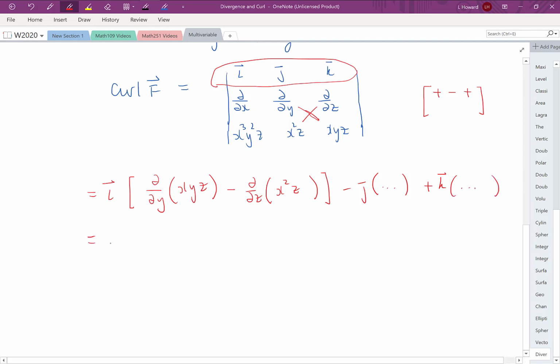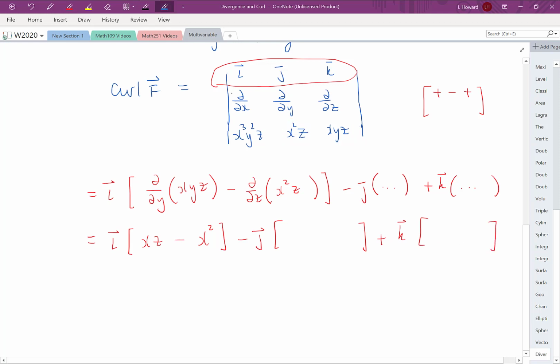So I write out this first step just so that we understand the meaning of what's happening when we multiply this operator with a function. We just mean take the appropriate partial derivative, right? So here's how we would normally do this. We'd say vector i times, now let's think about this little 2 by 2 determinant. So partial with respect to y of xyz is going to give us xz, and then we subtract off the partial with respect to z of this thing, that would be x squared. So that's what our first term looks like, and then we're going to do the same thing. We're going to go minus j times some stuff, and then plus vector k times some stuff.